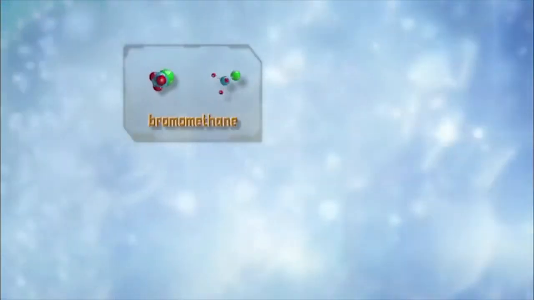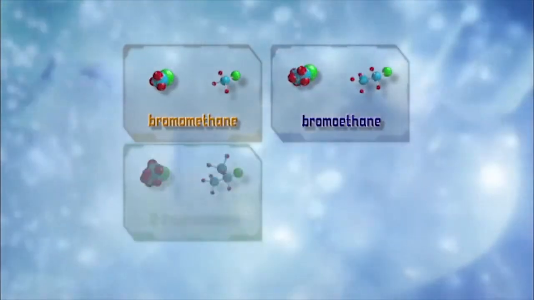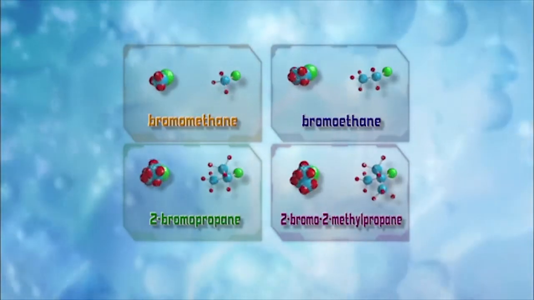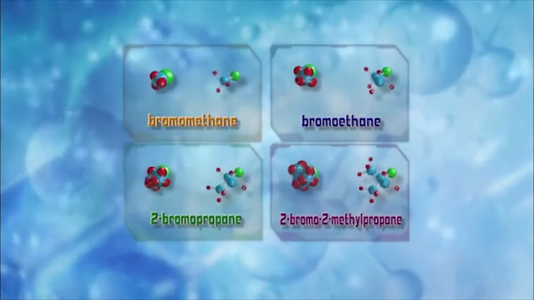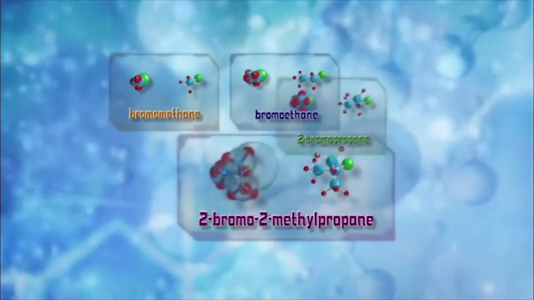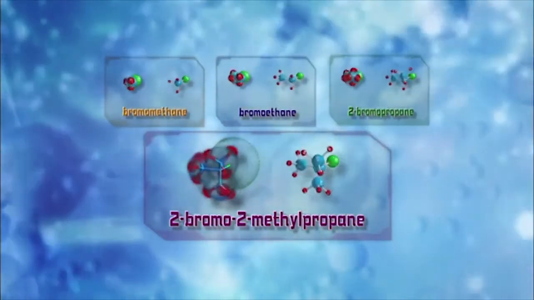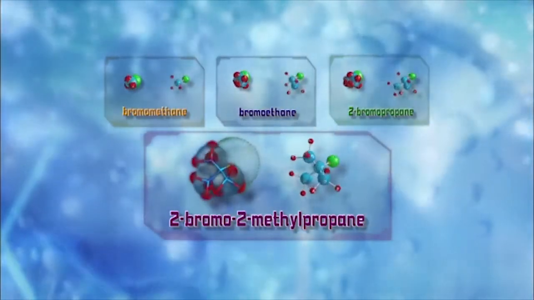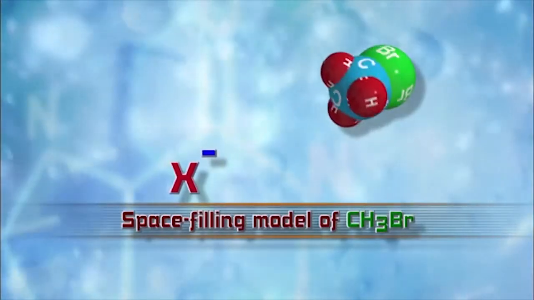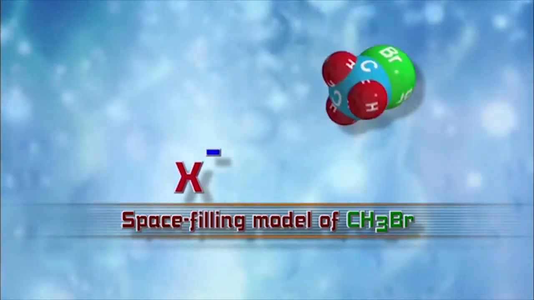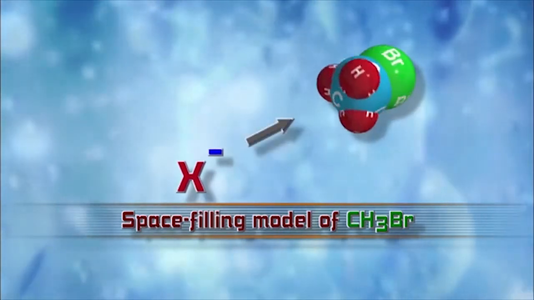The rates of the single elementary steps when bromomethane, bromoethane, 2-bromopropane and 2-bromo-2-methylpropane react with the hydroxide ion differ greatly. The least reactive member among them is 2-bromo-2-methylpropane. But why? Remember that the attacking agent, hydroxide ion, approaches the haloalkane from the side opposite to the leaving group.